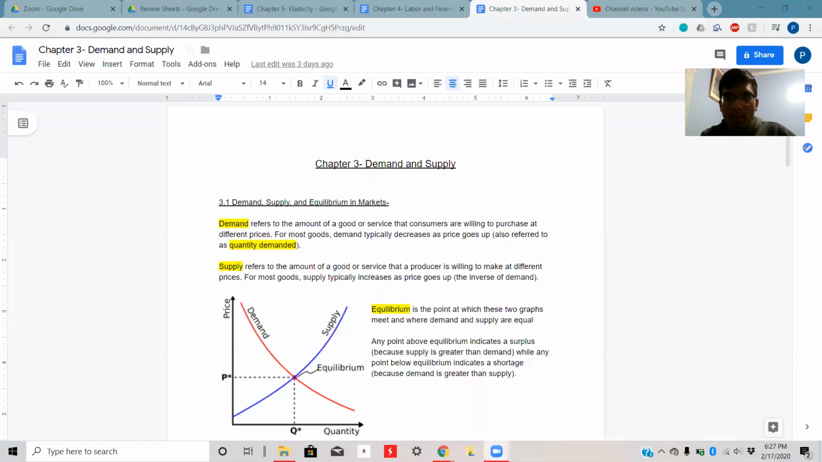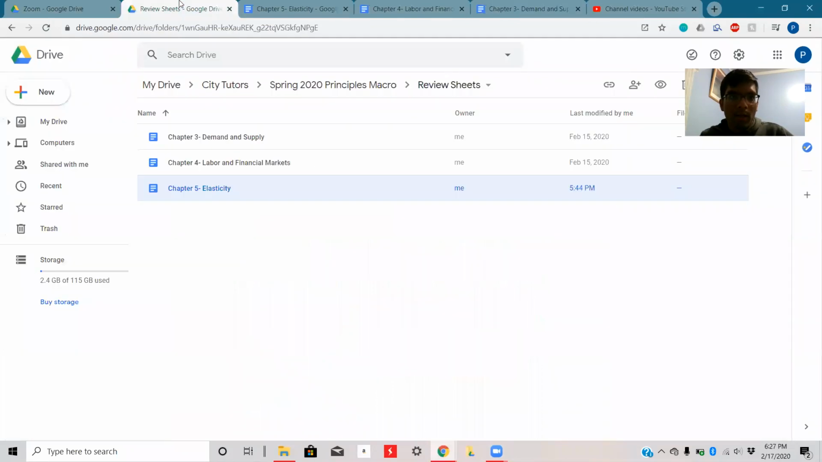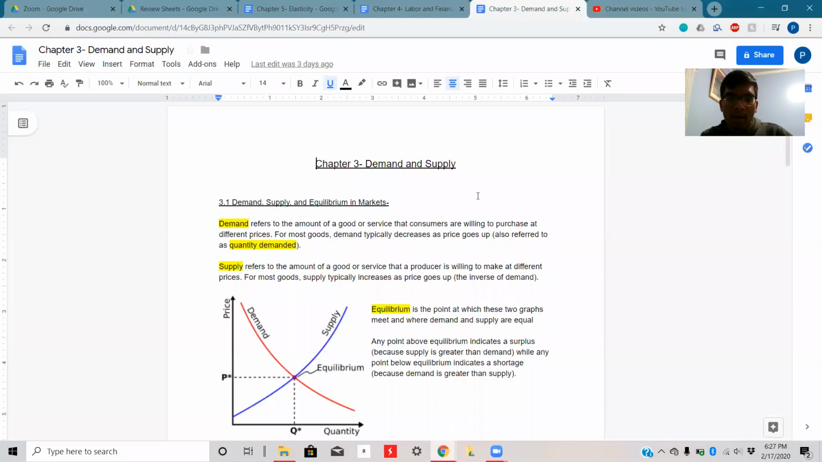Having said that, I already introduced myself in the email, so now I really just want to get straight to the coursework. Right now I'm sharing my screen and I'm going to go to chapter 3. All of the review sheets that I'll be making for this class this semester will be for the chapters in your OpenStax textbook, which I believe you access online.